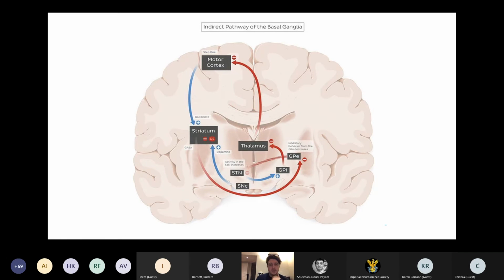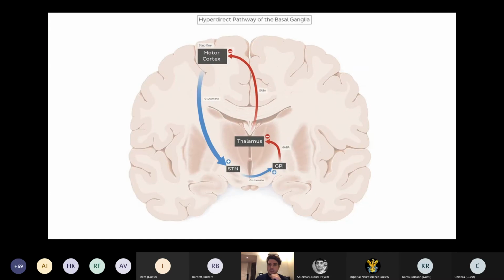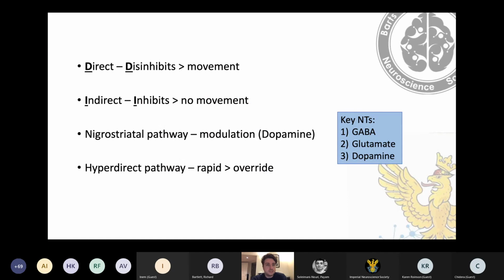In the indirect, we have D2. And the aim of both, or result of both, is that it will create a movement, i.e. you'll force a movement. Okay. And that takes us back to that slide with a summary there of what we've said. So direct disinhibits the thalamus, you get movement. The indirect inhibits the thalamus, you get no movement.